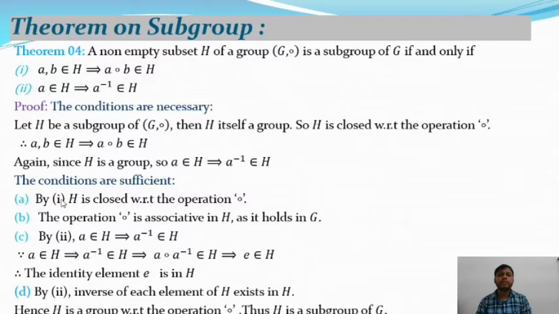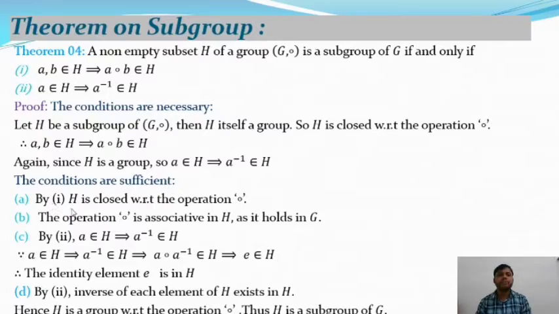So by 1, H is closed with respect to the operation. That means ab belongs to H, and a belongs to H implies a inverse belongs to H. Applying these two conditions, we will find that (H, composition) is a subgroup of (G, composition). So this is the sufficient condition of the above theorem.